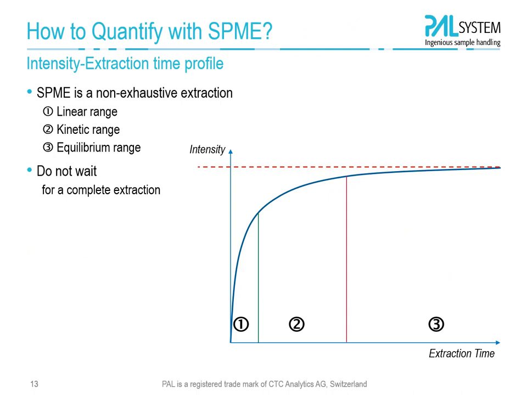Quantification is one of the main tasks for SPME operation. So how to do quantification? We look here at the extraction time profile of a SPME extraction. Three phases can be distinguished here. One has a steep rise. This is almost linear at the beginning. And in two, there is then a slower increase of the intensity. Finally, in three, there is a continuous approximation to a maximum value, but we do not need to wait that long.